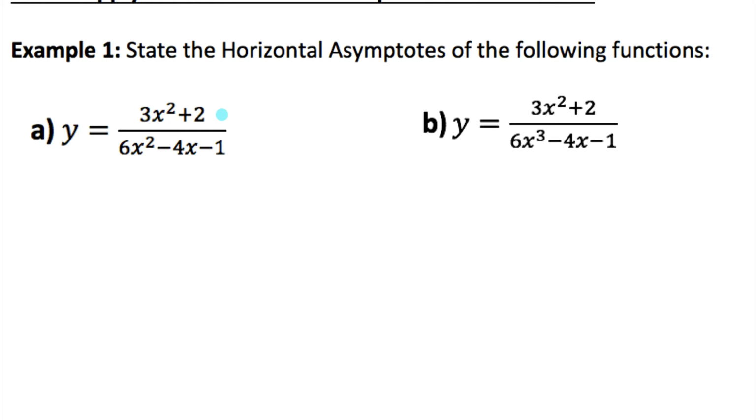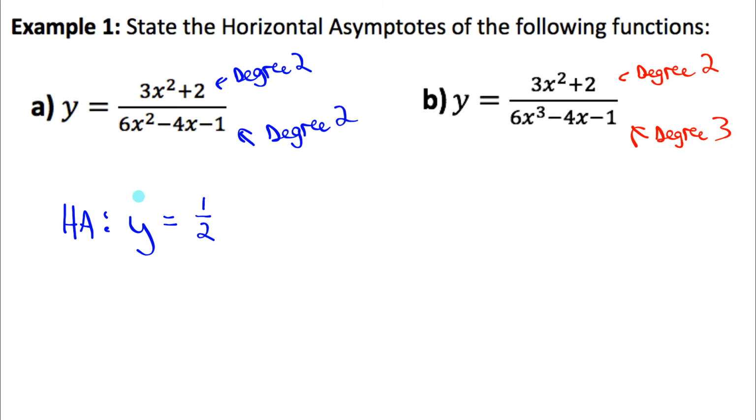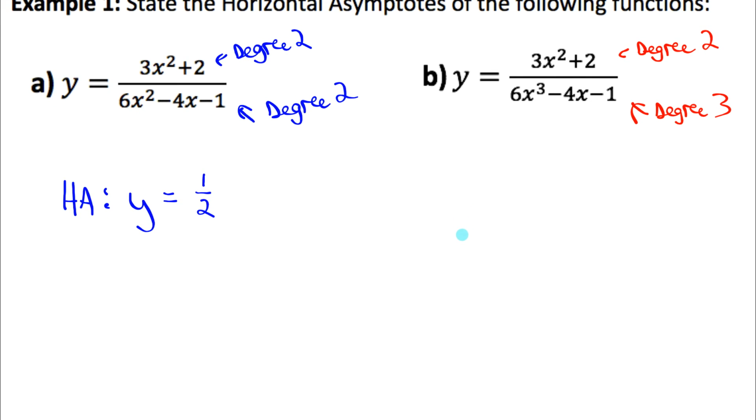Part A, notice the numerator is degree 2, and the denominator is also degree 2. So when the numerator and the denominator are the same degree, you can find the equation of the horizontal asymptote by finding the quotient of the leading coefficients. So we will do 3 divided by 6, which is a half, which means our horizontal asymptote is at y equals a half. Part B, the numerator is degree 2, but the denominator is degree 3. When the denominator is higher degree than the numerator, there's no calculation necessary for the horizontal asymptote. We know it's just at y equals 0.